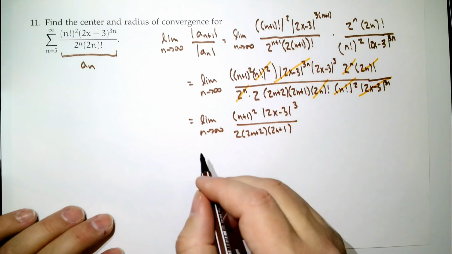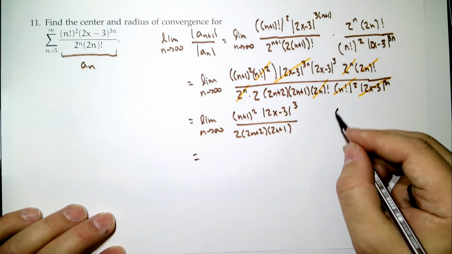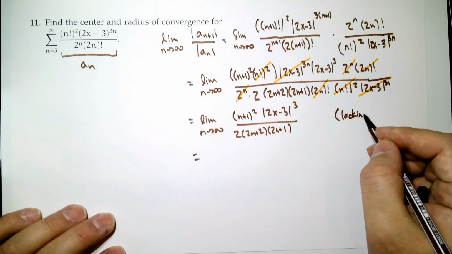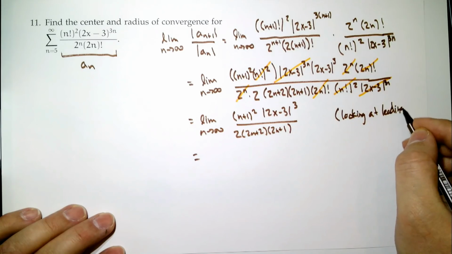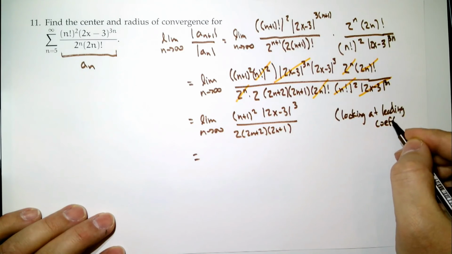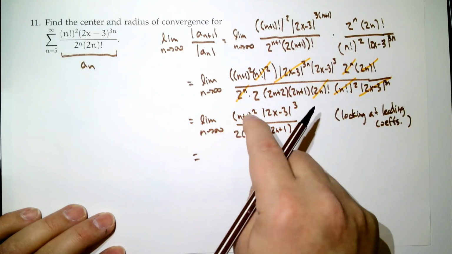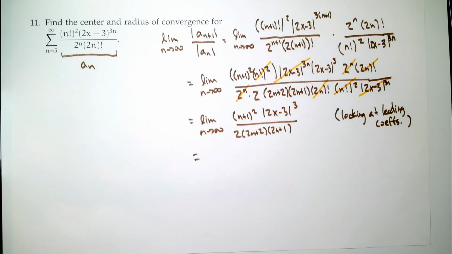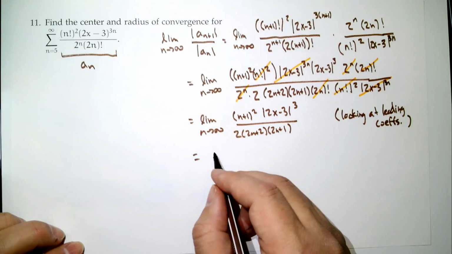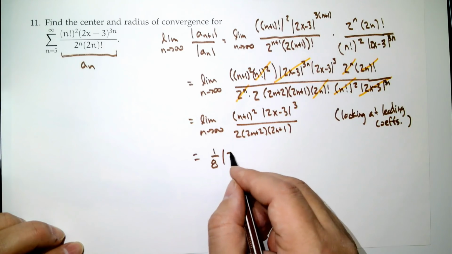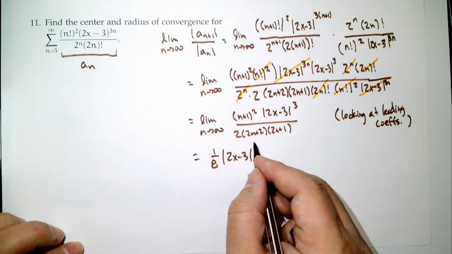So, looking at leading coefficients, what do we see? What's the leading coefficient upstairs? So, particularly it's the n squared, and the coefficient of n squared is 1. Downstairs, what's the coefficient of n squared? It's going to be 8. 2 and 2 and 2. So the limit is 1/8 absolute value of 2x minus 3 cubed.